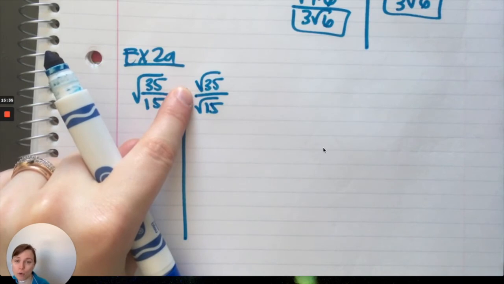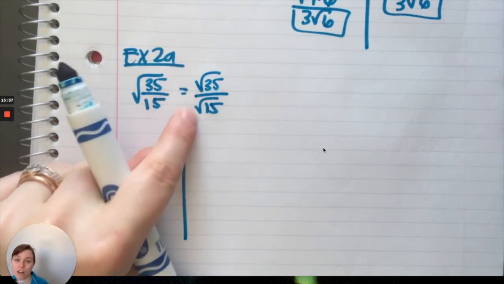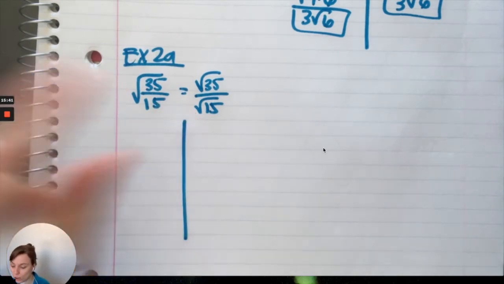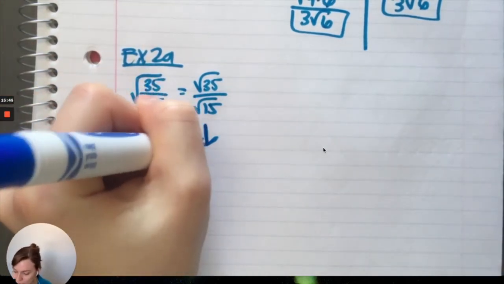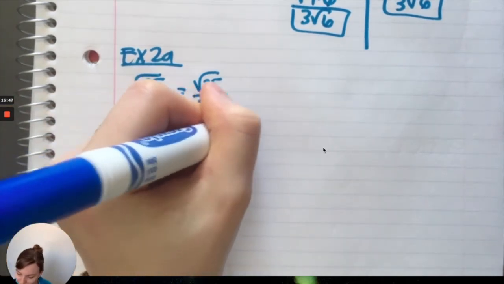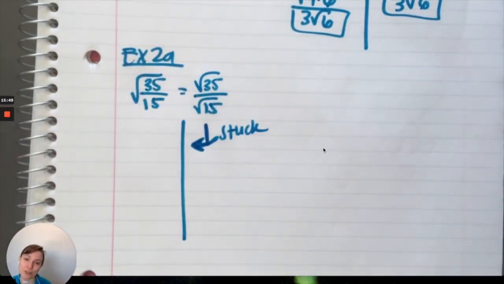7 and 5. Both are prime and none of them were squared. 15? 3 and 5. Both are prime, none are squared. So this actually means that we are stuck. But we are stuck. So we're going to have to try the other method.